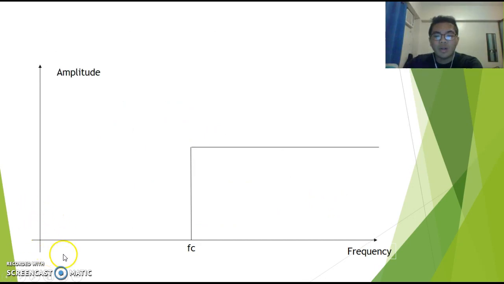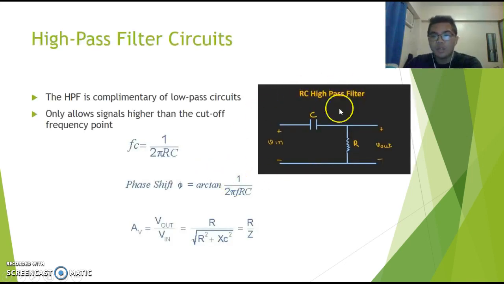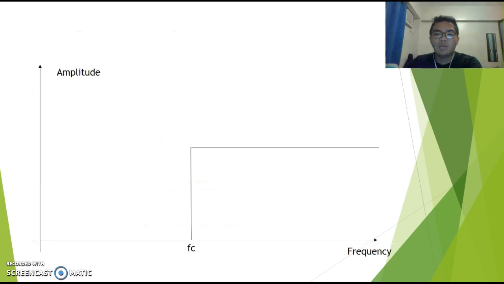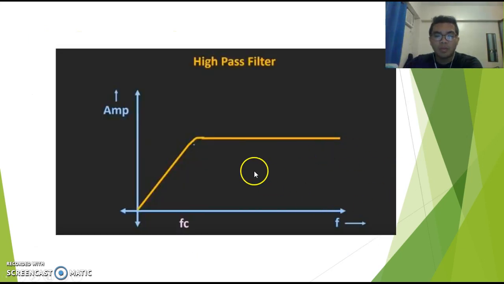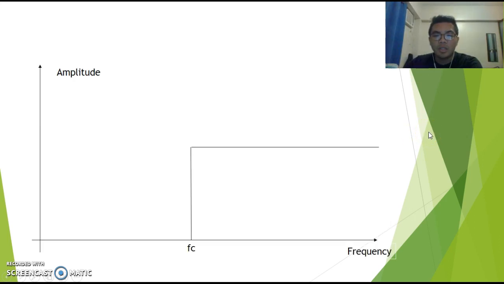As you can see in this graph of the amplitude versus frequency, at the cutoff frequency, it allows signals that have frequencies higher than the cutoff frequency and it attenuates signals lower than the cutoff frequency. This is an RC setup of a high-pass filter. Previously, we had the RC setup of a low-pass filter. And this will be a common graph for the high-pass filters. This is an ideal graph for a high-pass filter.